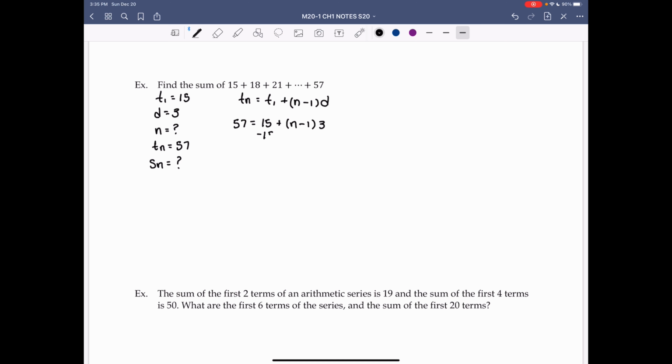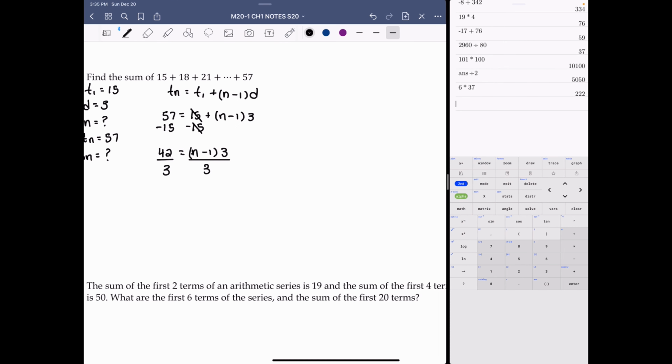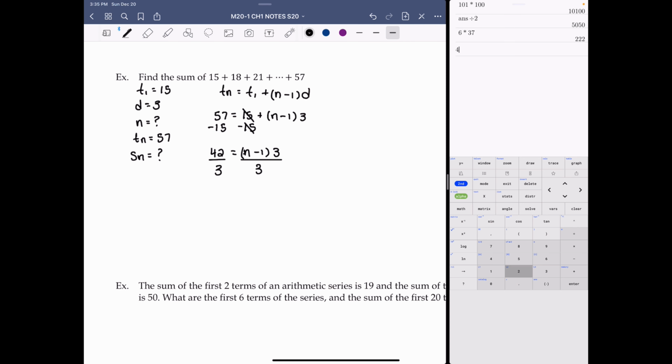So subtract 15 from both sides. It gives us 42 on the left equals n minus 1 times 3. Can divide both sides by 3. 42 divided by 3 is 14. 3 divided by 3 is 1, so we have n minus 1 on the right. Add 1 to both sides, and we get n equals 15.